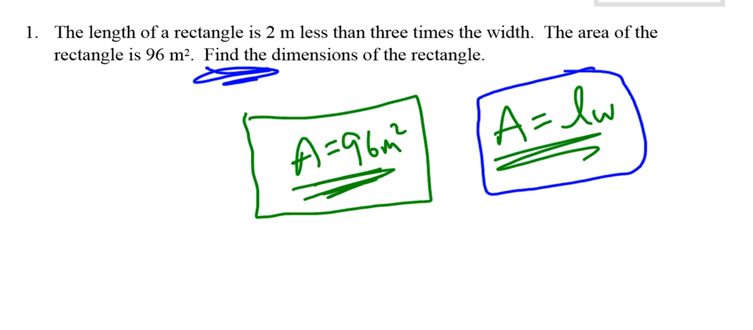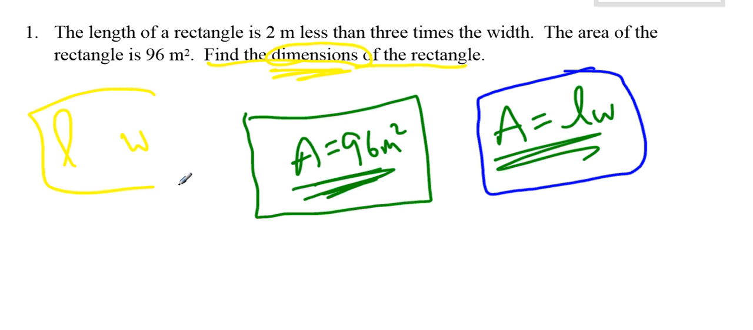Now, what I always suggest is when you're thinking about what your variables need to be, that you always go back and reread the very last sentence. Find the dimensions of the rectangle. So the dimensions of the rectangle are length and width. And that's usually your biggest hint as to what your variables should be. So if we're trying to find the dimensions, then we're going to use dimensions, in this case length and width, as our unknowns. So let's go ahead and start doing that.